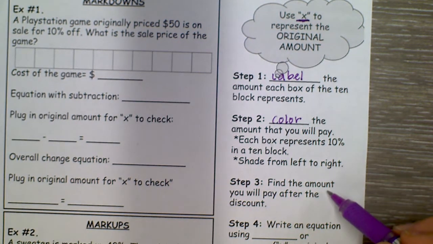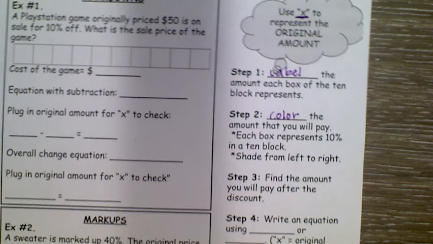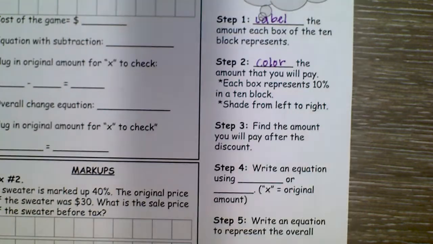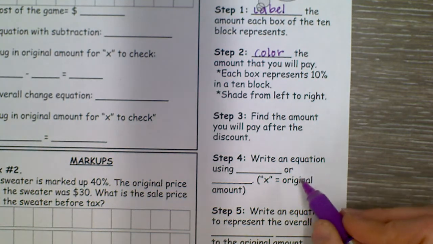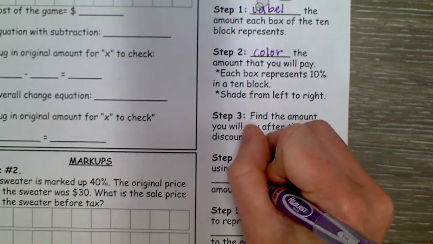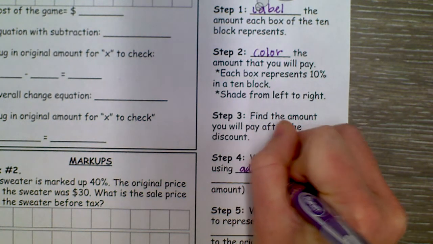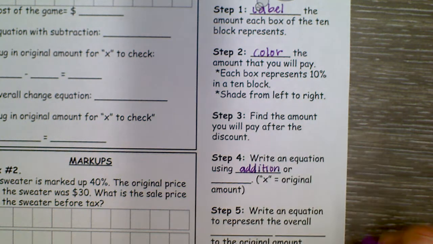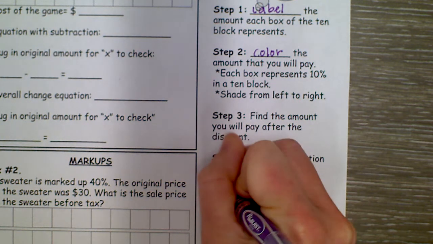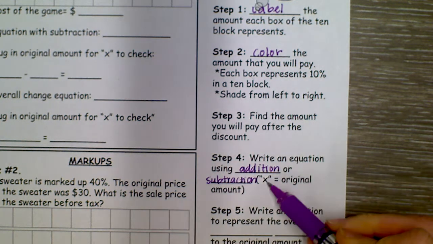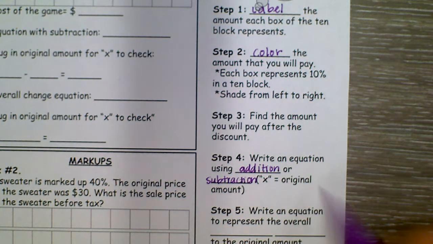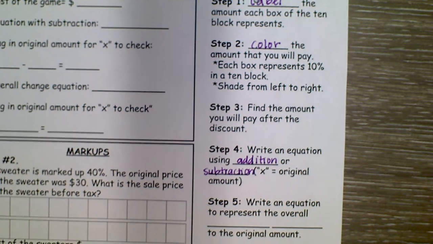Step 3, you're going to find the amount that you will pay after each discount, or if it's a markup, then you'll find the new amount that you pay after your tax, your tip, your markup, whatever that is. Step 4 is going to be the first equation that you write. Your first equation is going to be using addition if it's a markup, or subtraction if it's a markdown. And once again, you're always going to use x for your original amount when you write those equations.